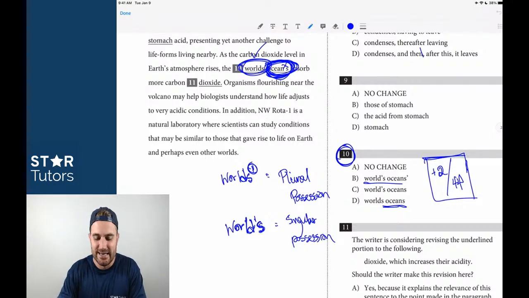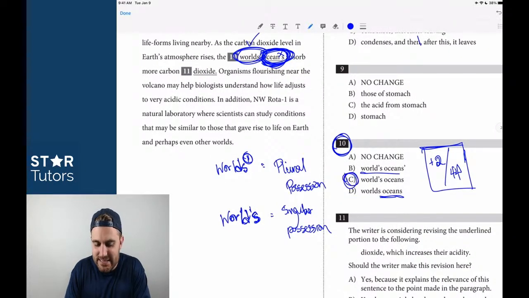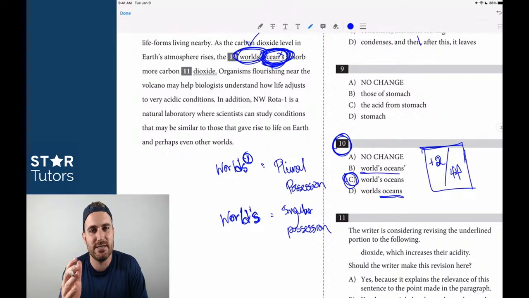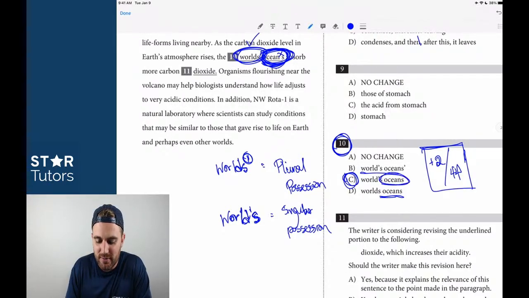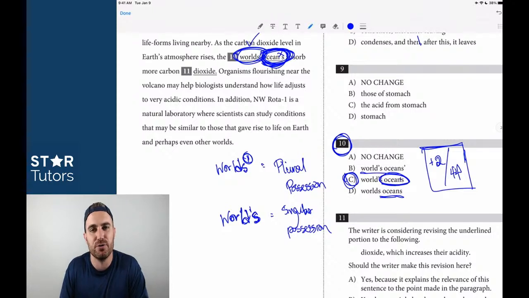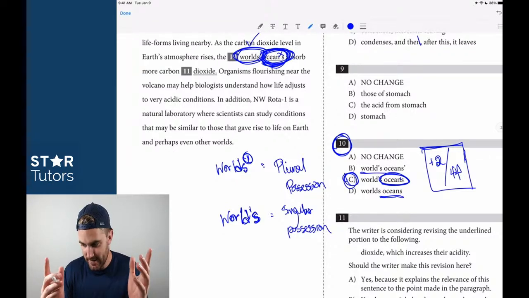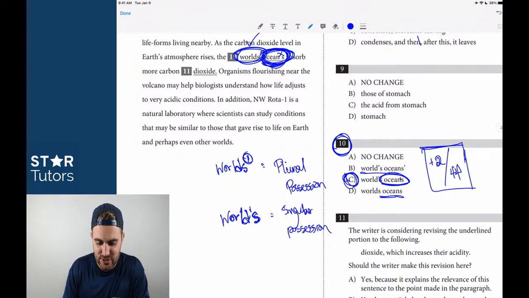It should be C, right? It's got to be C. Because the answer is how many worlds, is there multiple worlds, not is there multiple oceans. Oceans still needs to be plural here, right? Oceans needs to be plural because there's multiple oceans, but how many worlds are there? Are there multiple oceans on multiple worlds? No, there's one world, right? According to this context, so the answer has to be C.